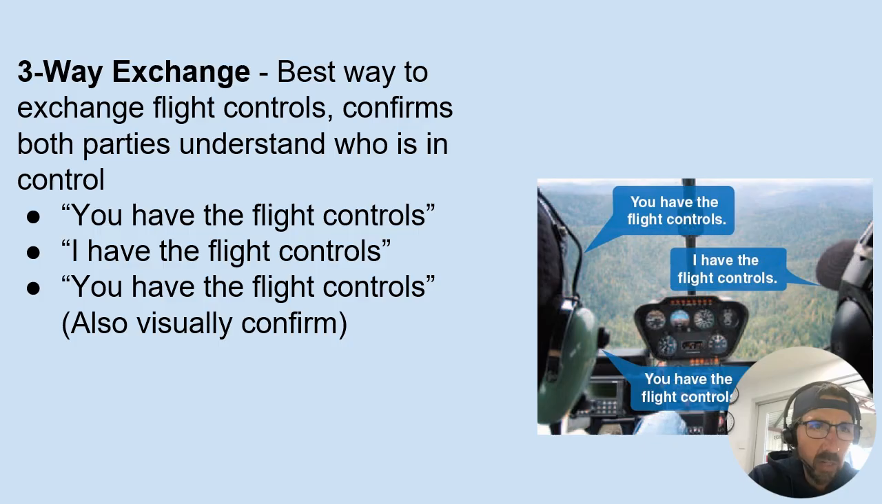The best way to exchange flight controls between both parties is you say, you have the flight controls, and then the other person says, I have the flight controls, and then you respond a third time, you have the flight controls, and then visually confirm that that person actually has control.